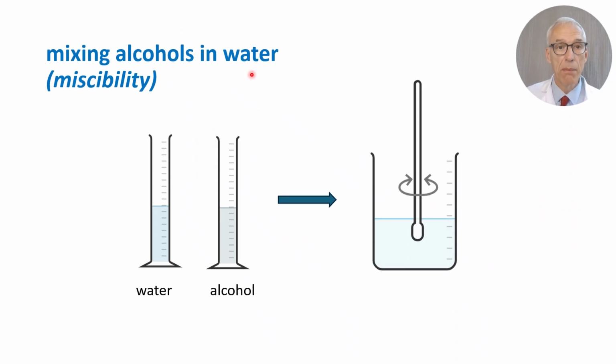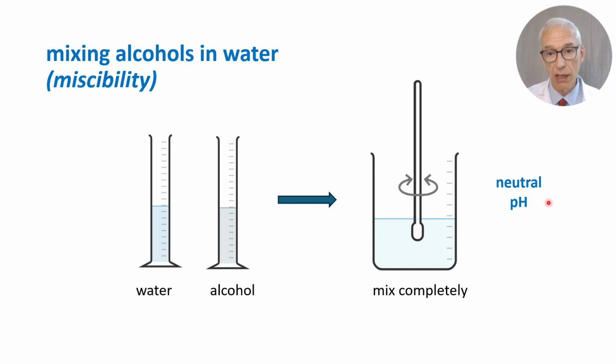Let's look at the mixing of alcohols in water, for instance, in the alcoholic drinks that I mentioned on the first slide. This has a technical term, not part of the specification, but if you're interested, miscibility. So we would say alcohols are miscible in water. What it means is that water and alcohol, if we mix them together, mix completely and do not separate. The resulting mixture has a pH of 7 at room temperature. In other words, a neutral pH.